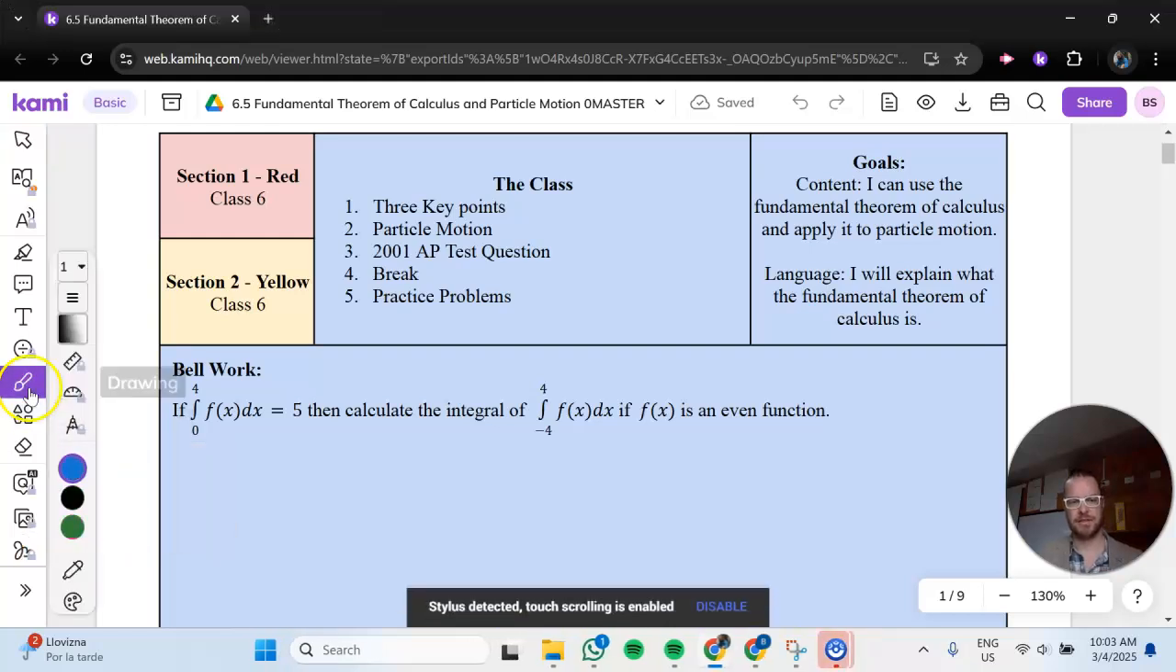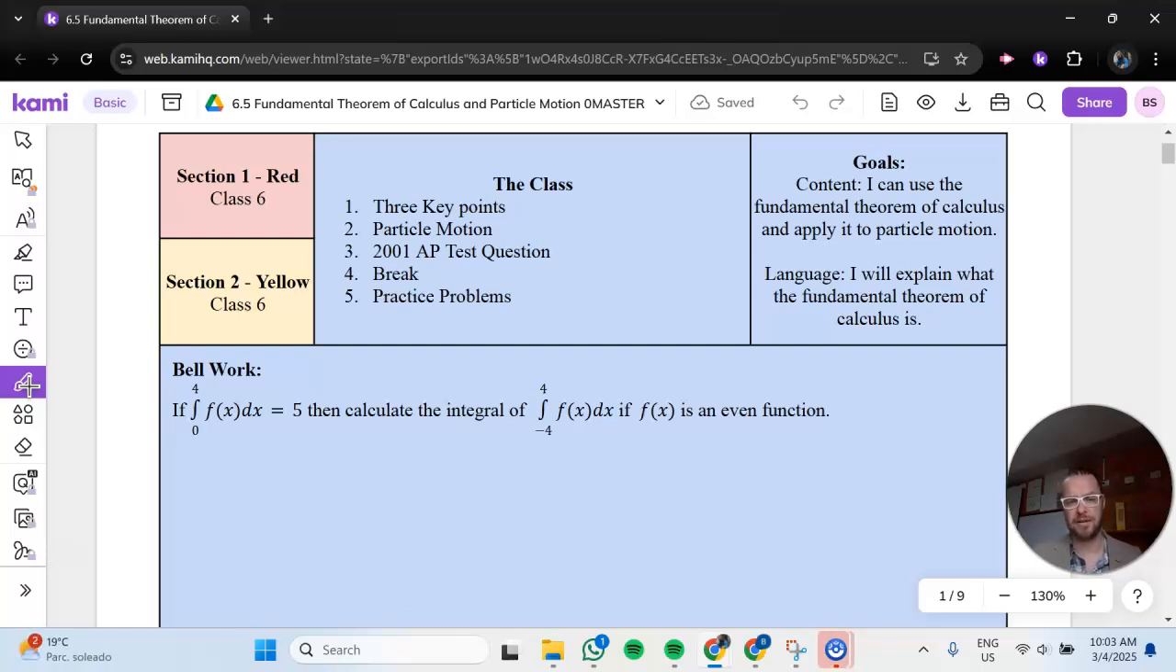All right, so looking at that first one here, we know that the integral from 0 to 4 of f(x) dx is 5. And then we want to calculate the integral from negative 4 to 4 of f(x) dx. And we know that it's an even function. Because it's an even function, this can be written as 2 times the integral from 0 to 4 of f(x) dx, because we know it'll be the same on both sides of the y-axis. And we also know that this here is actually 5. So this is really just 2 times 5, or 10. So hopefully you remember that from last class.